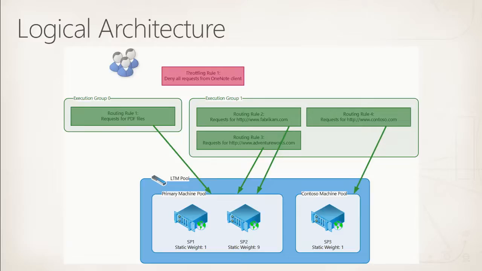Then the other rules can just go in execution group 1. And of course, I have a throttling rule at the top there, which is just going to immediately deny requests from the OneNote client. Also note on the diagram for the SP2 machine, I've assigned that guy a static weight of 9. And hopefully we'll see in the demonstration that once I have done that and we've fired some requests at the machine, the majority of the requests in the farm are going to be served by SP2 because it has a higher static weight.